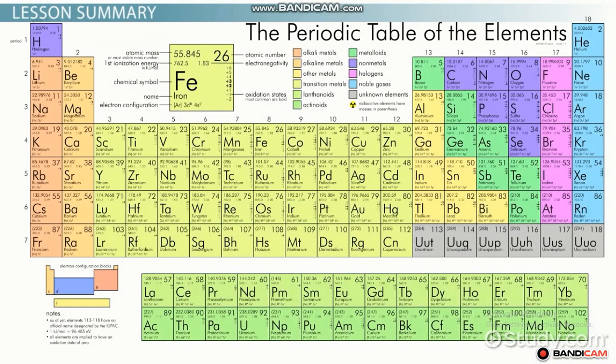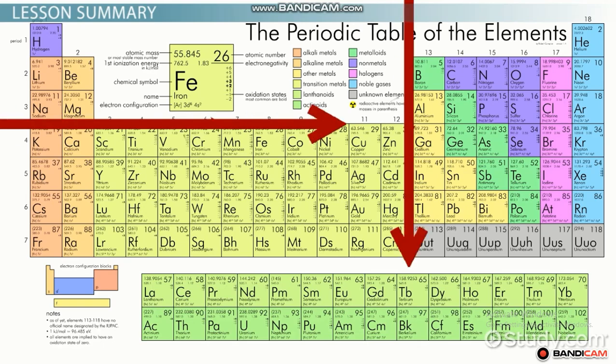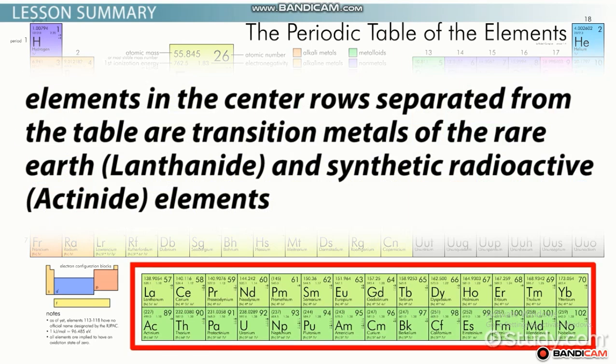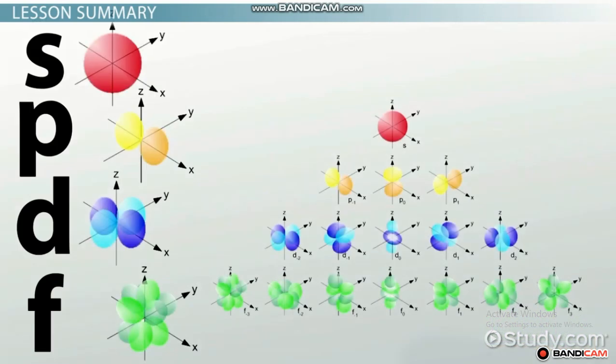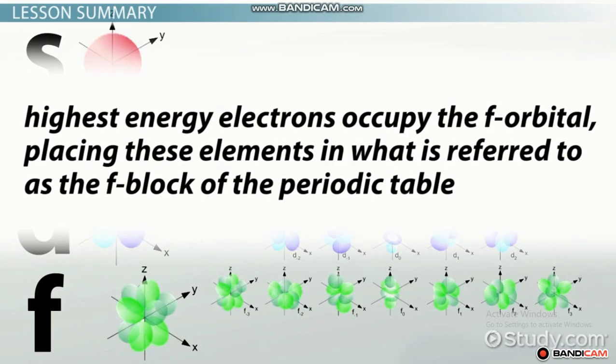So when you look at a periodic table, understand that elements are listed by sizes, from left to right and top to bottom. Those elements in the center rows separated from the table are transition metals of the rare earth, lanthanide, and synthetic radioactive, actinide elements called the F block. Electron locations within orbitals and shells are determined by the probability of their distribution around the nucleus based on mass, distance, velocity, and energy. The highest energy electrons occupy the F orbital, placing these elements in what is referred to as the F block of the periodic table.